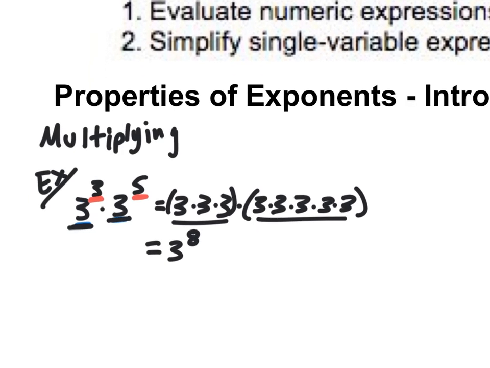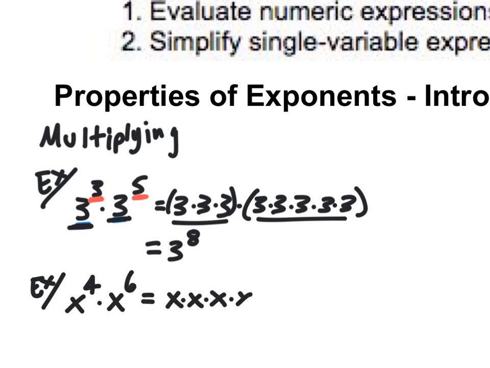Let's do another example and change it up to a variable. Let's say you have x to the 4th power times x to the 6th power. You would take x times x times x times x, 1, 2, 3, 4 of them, that comes from x to the 4th, and then 1, 2, 3, 4, 5, 6 of them from x to the 6th. So how many total do I have? I have x to the 10th.